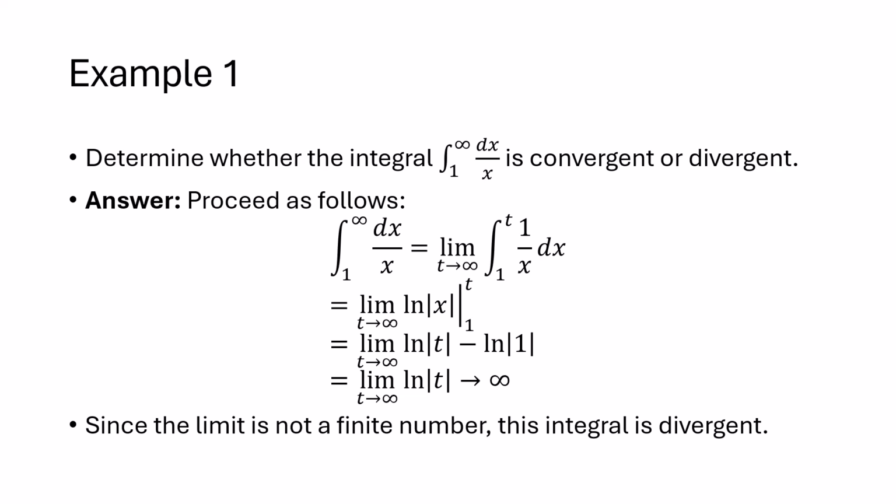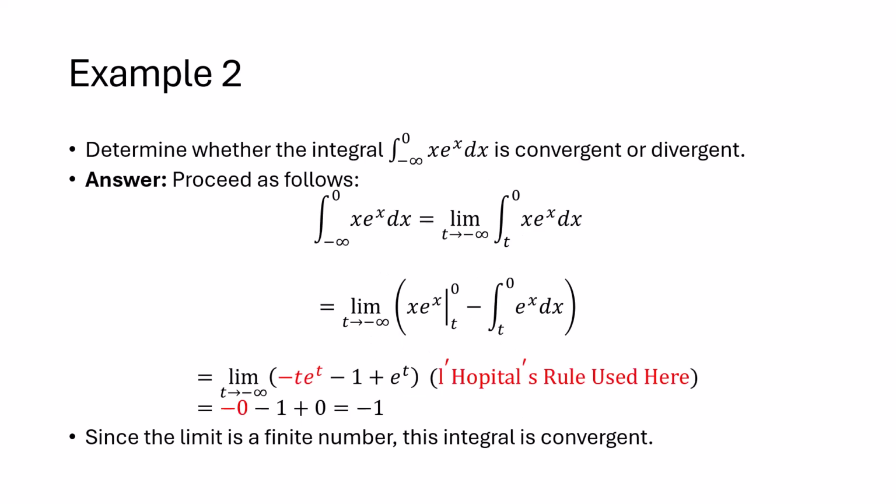Now we know that the integral of 1 over x dx happens to be the natural log of the absolute value of x. So we're going to evaluate that definite integral, and we have the limit as t approaches infinity of natural log of t minus natural log of 1. The natural log of 1 is 0, and when we take the limit as t approaches infinity of the natural log of t, because of the continuity of natural log, we can conclude that this is also infinity. Since the limit is not a finite number, this integral happens to be divergent.